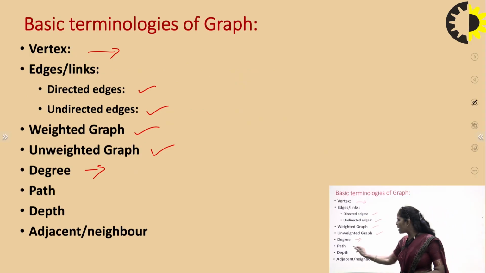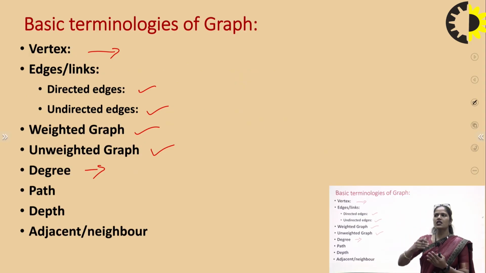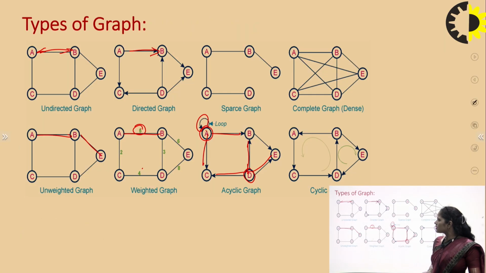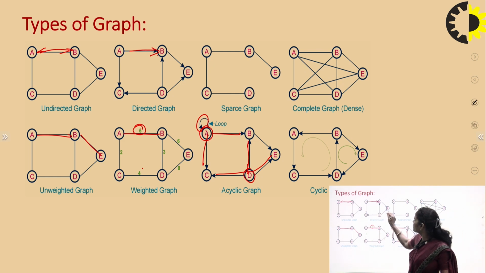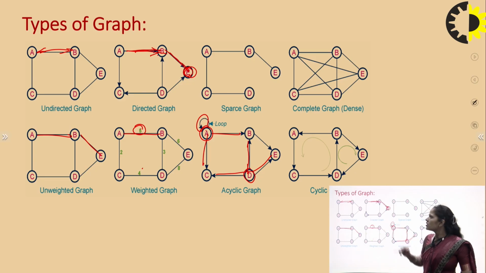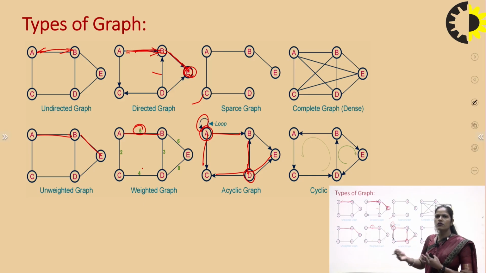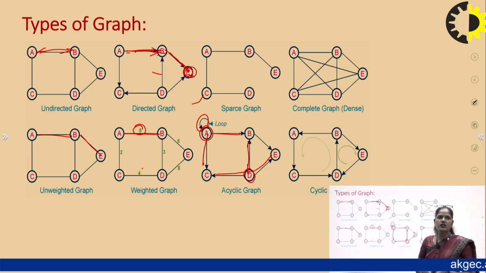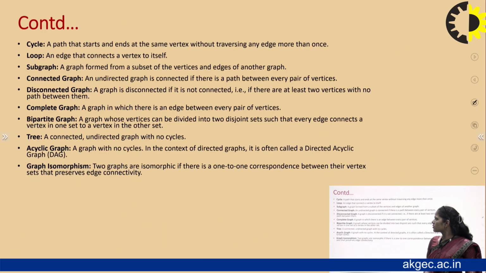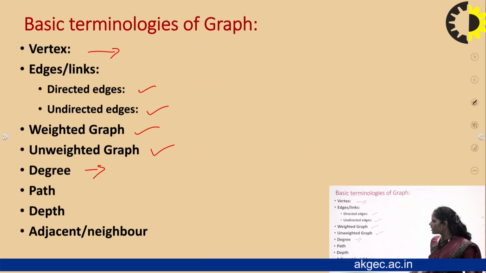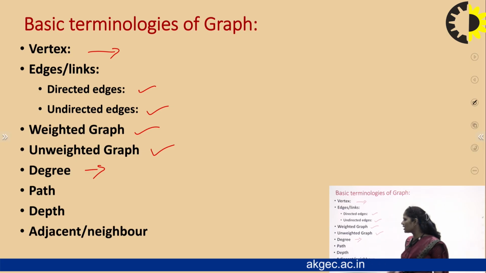Next, we have a path. A path is the total distance between the source and destination node. Let's suppose I have to go to vertex E, so I go like this. This is a path. From source to destination, I reach by using some edges, some links, and these links form a path. So these are the basic terminology of the graph.